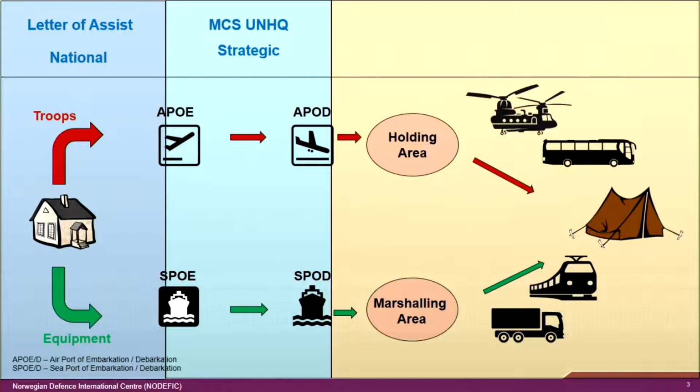The next leg, from national country and down to the mission area, is called the strategic movement, and that's planned and executed by the Movement Control Section in United Nations headquarters in New York. All transportation within the mission area is a tactical movement, planned and executed by the Mission Movement Control Section.